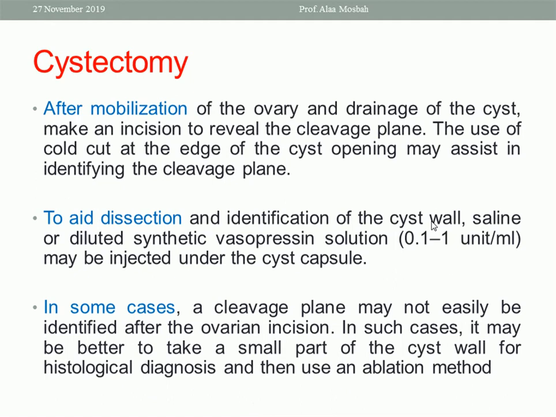In some cases, a cleavage plane may not easily be identified after ovarian incision. In such cases, it may be better to take a small part of the cyst wall for histological diagnosis. Then use an ablation method. So you take a biopsy of part of the cyst wall to send for histopathological examination. Then you continue the operation by ablation of the cyst. This is in case you cannot identify the cleavage plane.